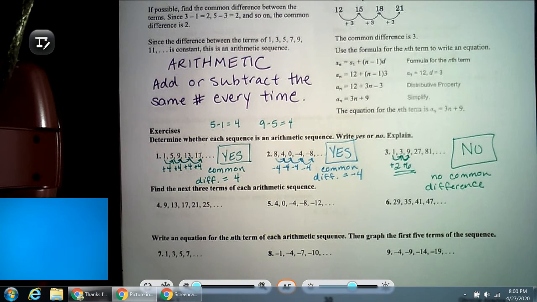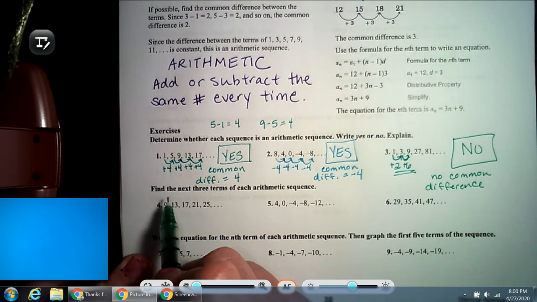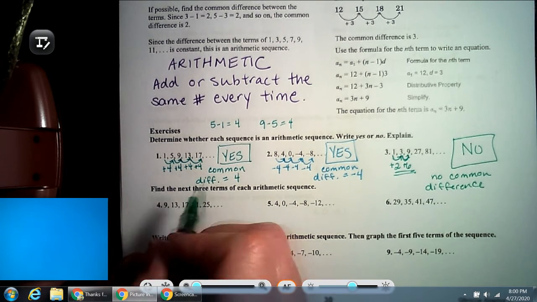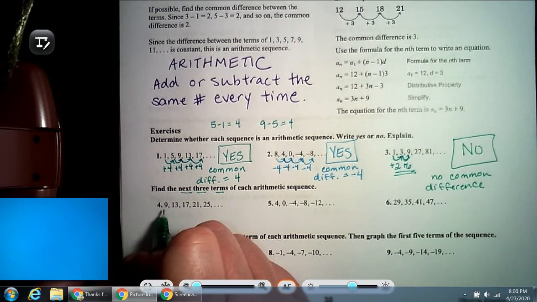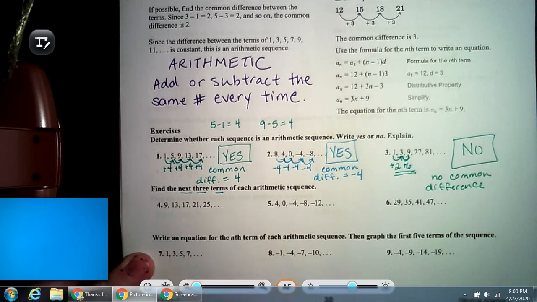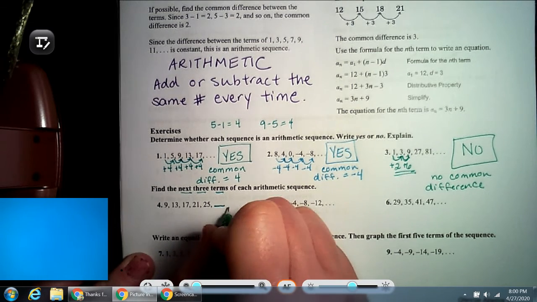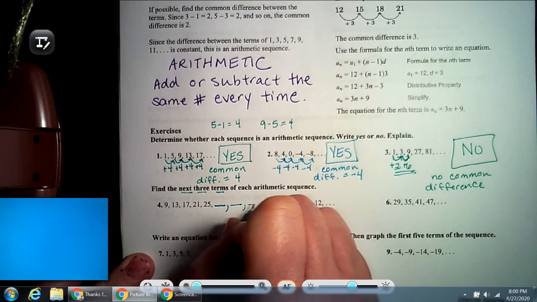All right, 4, 5, and 6 still deal with arithmetic sequences, but it's a different type of question. Instead of asking us yes or no, is this arithmetic, it says find the next 3 terms of each sequence. Basically for number 4, I have 1, 2, 3, 4, 5 terms. It wants to know what would the next term and the next term and the next term be.